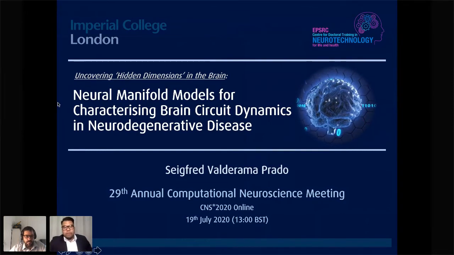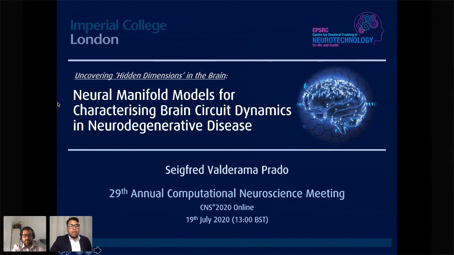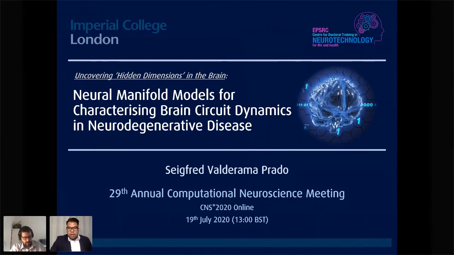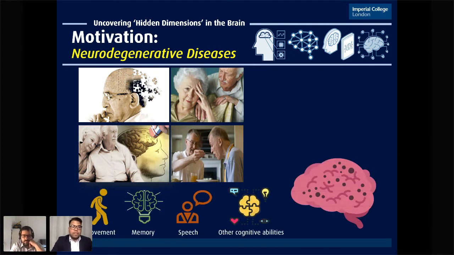All right, hi everyone. I'm Siegfried and I'm here to discuss neural manifold models for characterizing brain circuit dynamics in neurodegenerative disease. Neurodegenerative diseases, such as Alzheimer's disease, are a growing problem for society as they have an increasing impact on healthcare resources, loss of productivity, and impact on their families and loved ones. These diseases are irreversible and debilitating conditions that result in progressive degeneration and death of neurons, thereby causing impairments in movement, memory, speech, and other cognitive abilities.